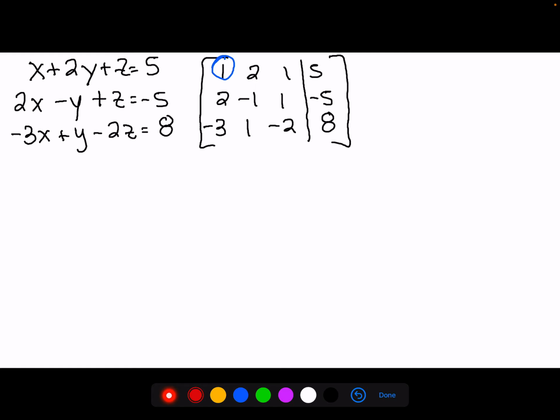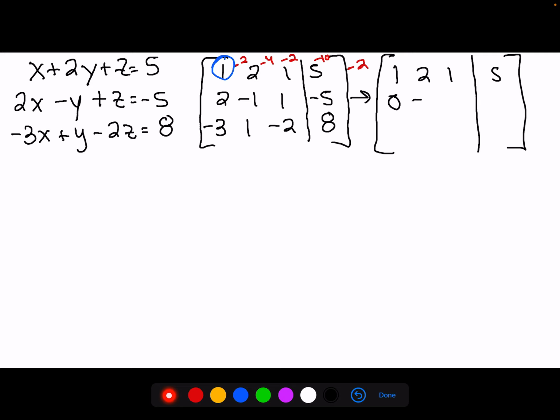What can we do? I'm going to multiply this first row by negative 2 and then add that to the second row. So I'm going to be using negative 2, negative 4, negative 2, and negative 10. Then adding that to the second row. So I got 0, negative 5, negative 1, negative 15.